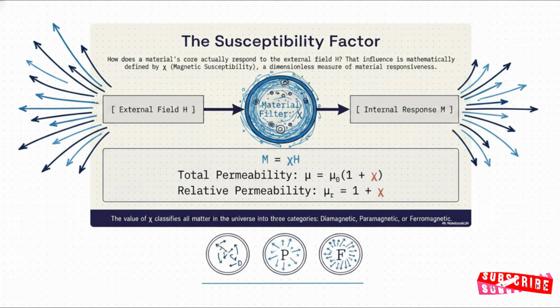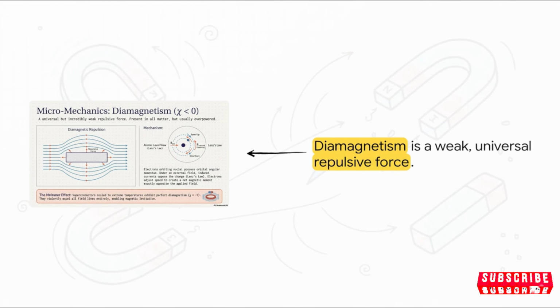internal response. The specific value of this filter ultimately sorts all matter in the entire universe into 3 specific categories: Diamagnetic, paramagnetic, or ferromagnetic. Let's break each of those down. First up is diamagnetism, where chi is less than zero. This is a universally present but incredibly weak repulsive force.